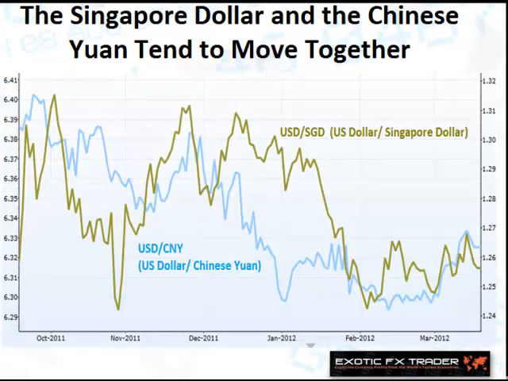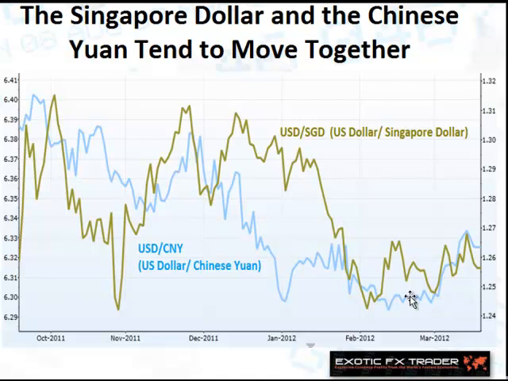I'm talking about the Singapore dollar. So here we have a chart of the US dollar, Chinese Yuan in blue, and US dollar, Singapore dollar in green. Notice that for the last 6 months, they're both moving in the same direction. So you can use the Singapore dollar, which is available to Forex retail traders, to trade the Chinese Yuan.